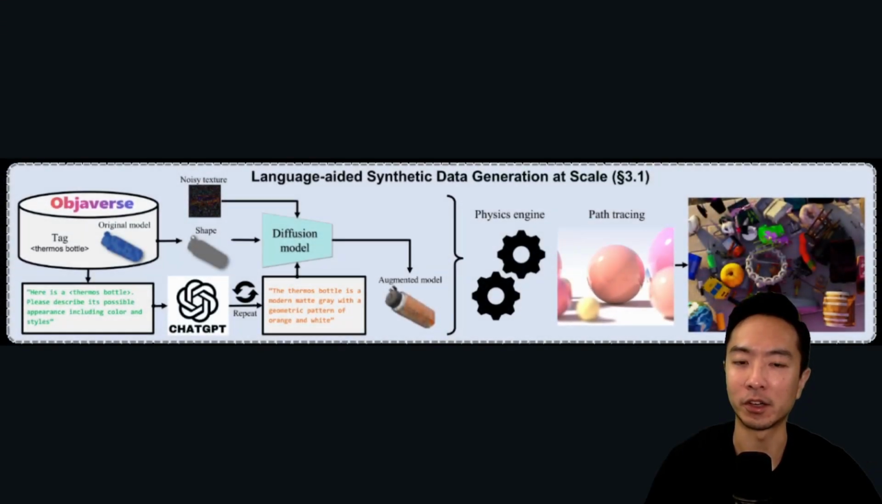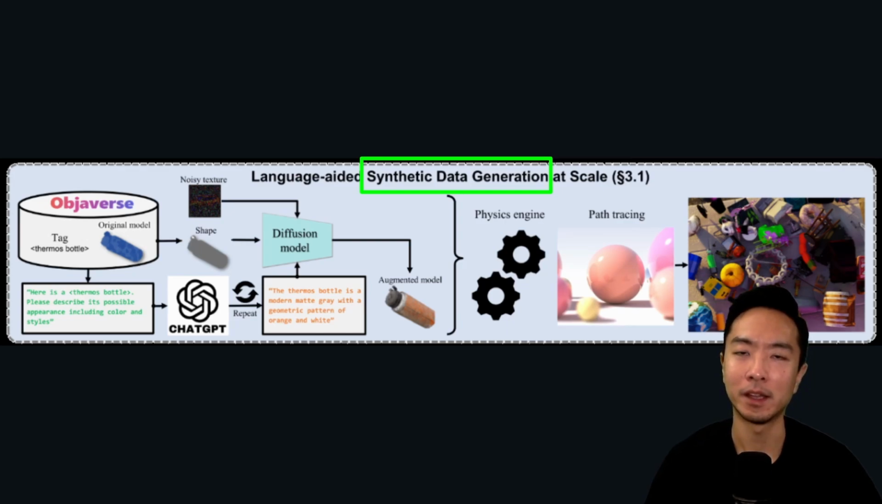So if we take a look at the architecture for the synthetic data training part, the idea of this is we have ChatGPT combined with a diffusion model to get a final output of some 3D model that you could use, and it gets passed into the physics engine with some path tracing, and then this will give a realistic rendering of your model.